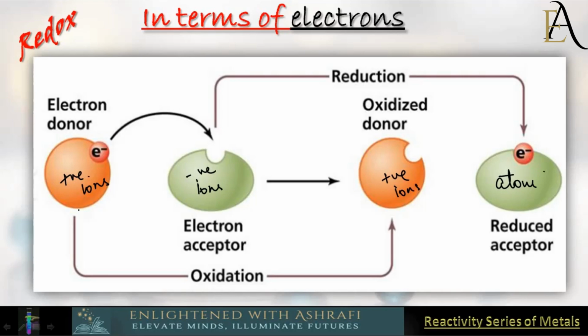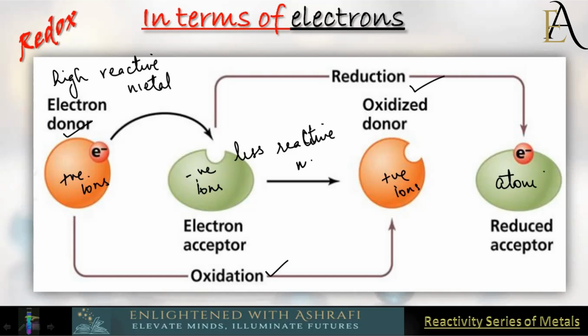So this process of an atom losing electrons is known as oxidation, and an ion in the salt, in the compound, accepts these electrons to form an atom. This process is known as reduction. So from this we come to know that the one which is donating electrons is a higher reactive metal, and the one which is accepting these electrons is a less reactive metal.